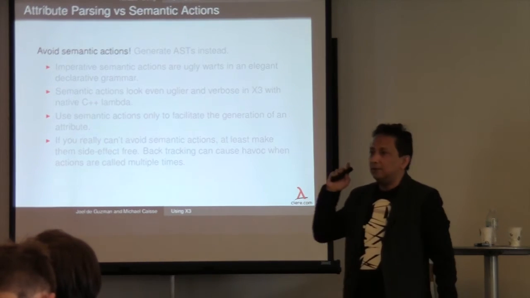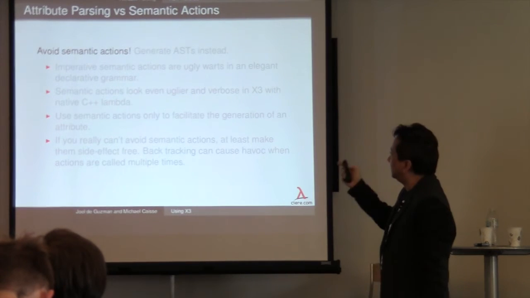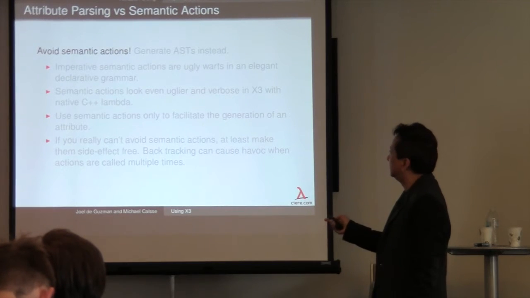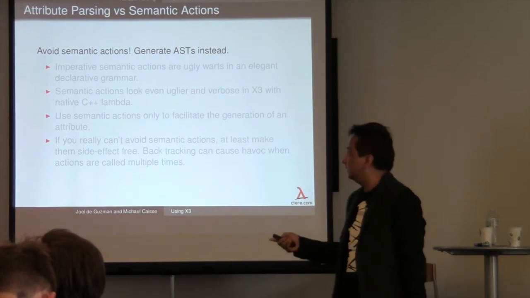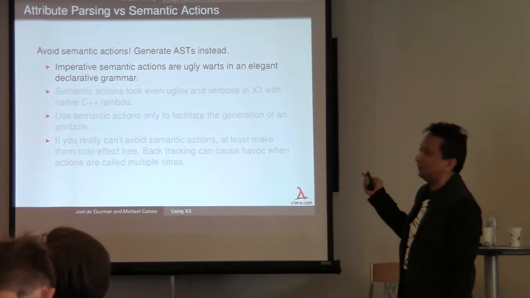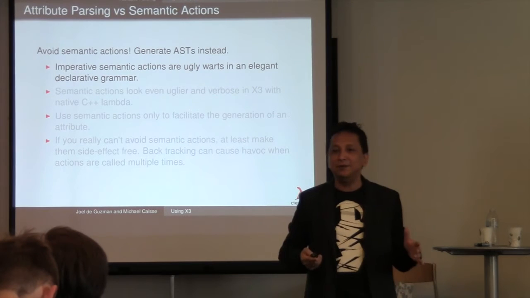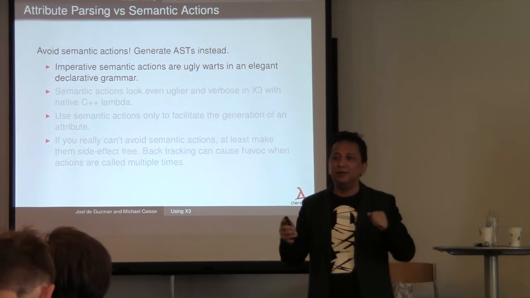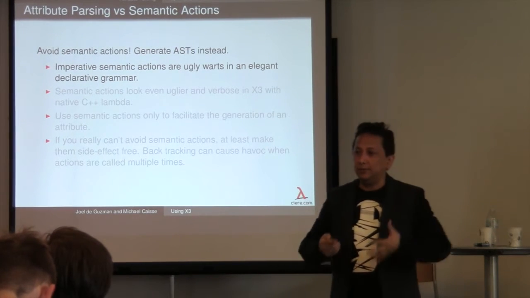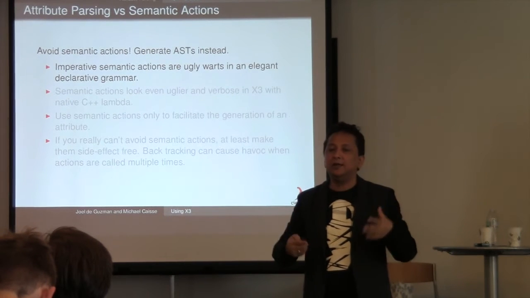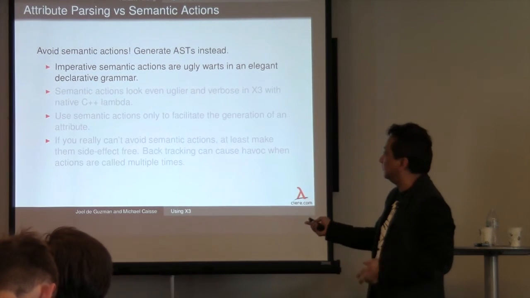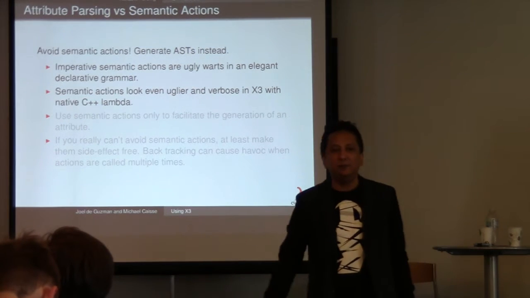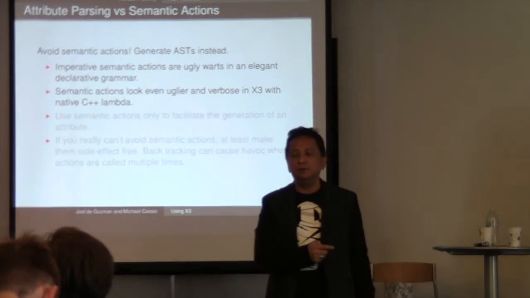So, the last part is walking the tree. Attribute parsing versus semantic actions. Avoid semantic actions. Generate abstract syntax trees instead. Imperative semantic actions are ugly words in an elegant declarative grammar. I really dislike semantic actions, and I don't want to put imperative code in a declarative grammar. Maybe it's just me, but that's what we are sharing here as the best practice. There are more reasons. Semantic actions look even uglier and more verbose in X3 with native C++ lambda. If you've seen Phoenix, it's very simple.